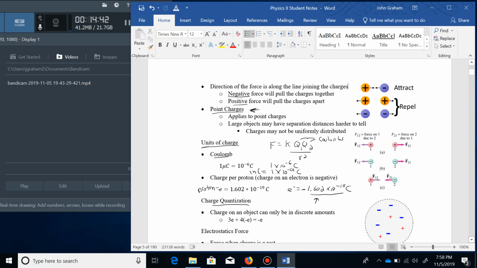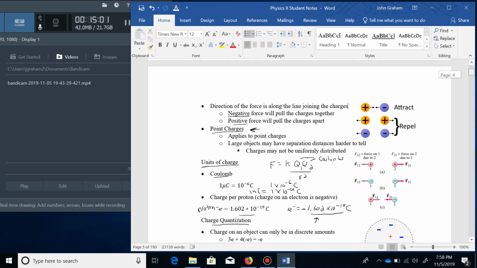The electron and the positive charge are the fundamental basis charge. Think of it as one, in a sense. It's the lowest number that you can have for charges.